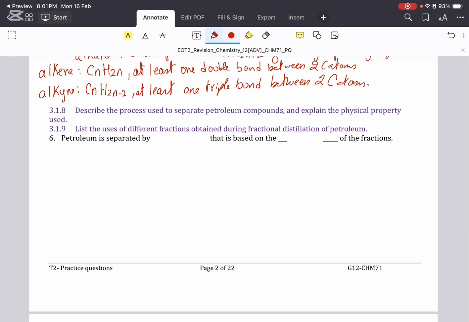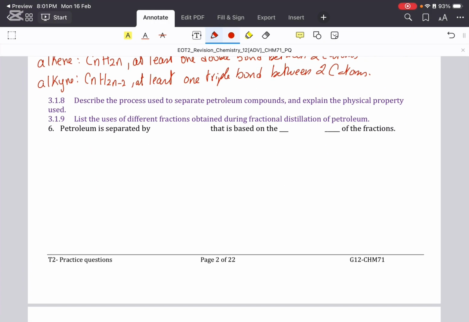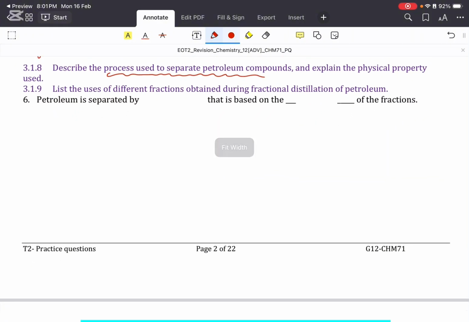Now, moving on, in this topic, we also discussed the process used to separate the petroleum compounds. Now, expect this question to come in the exam. The petroleum is separated by a technique called fractional distillation. Be careful in the exam. They might confuse you and say simple distillation. That's not the answer. Or fractional separation or fractional filtration. It has to be fractional distillation.